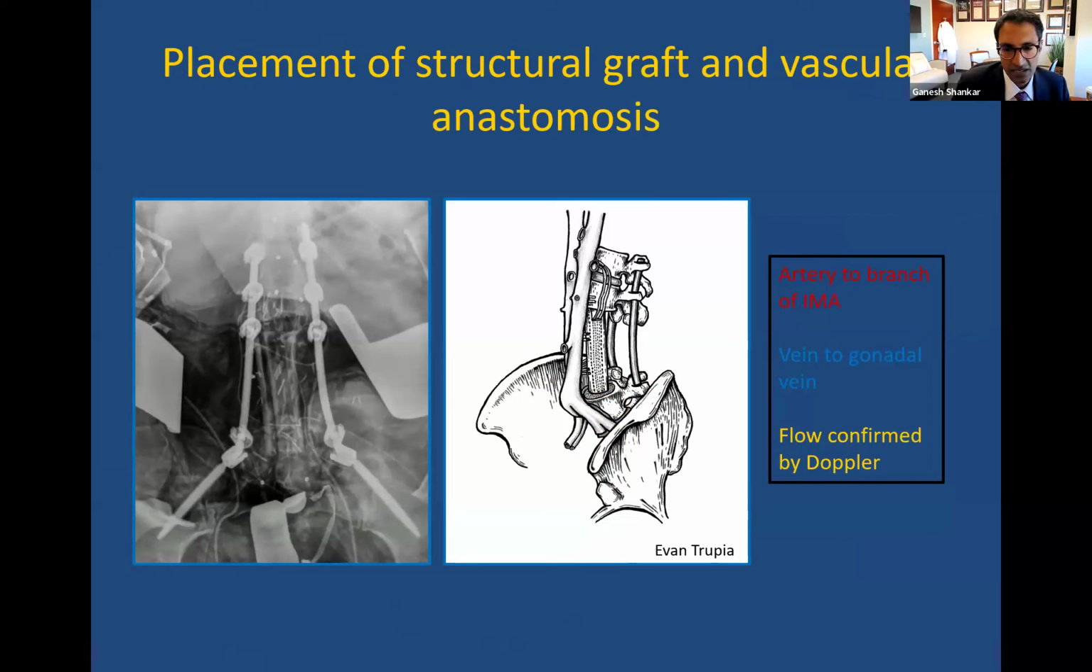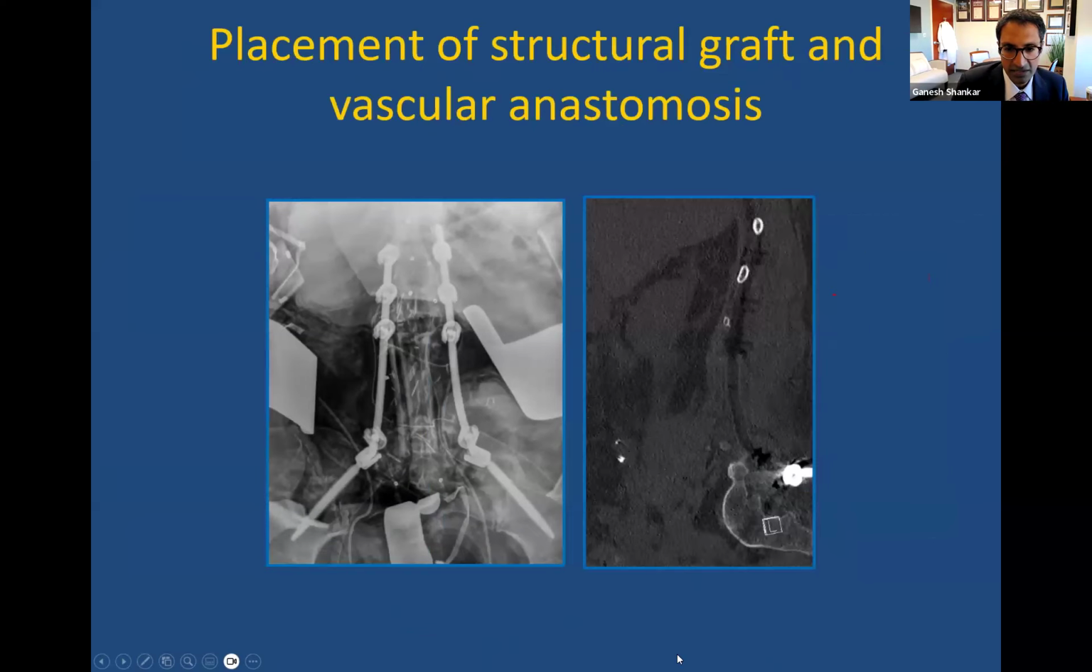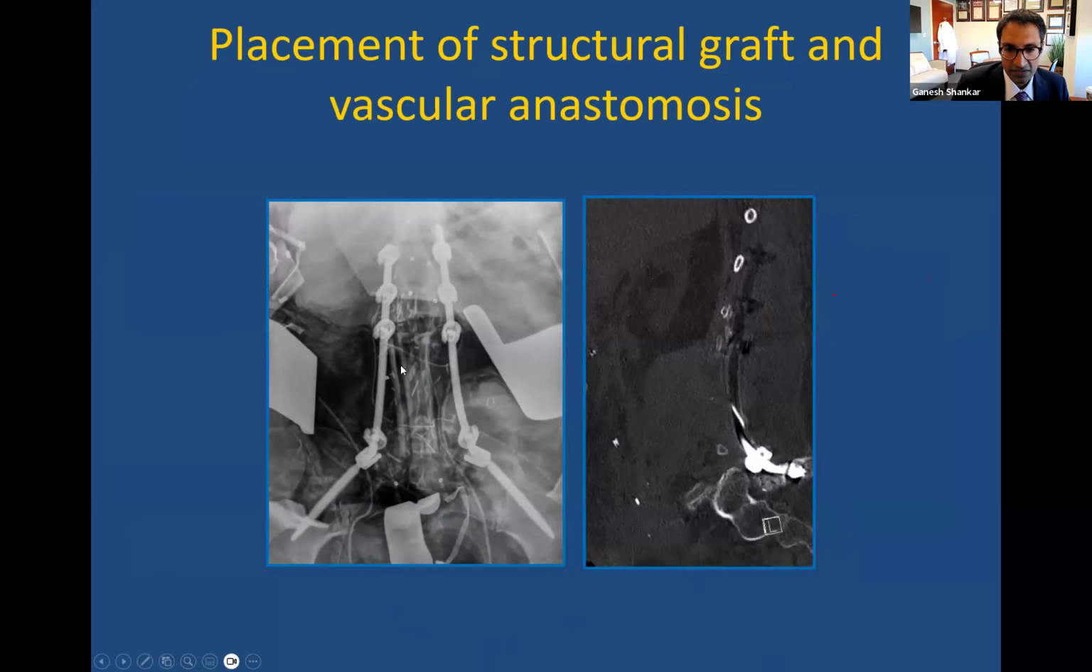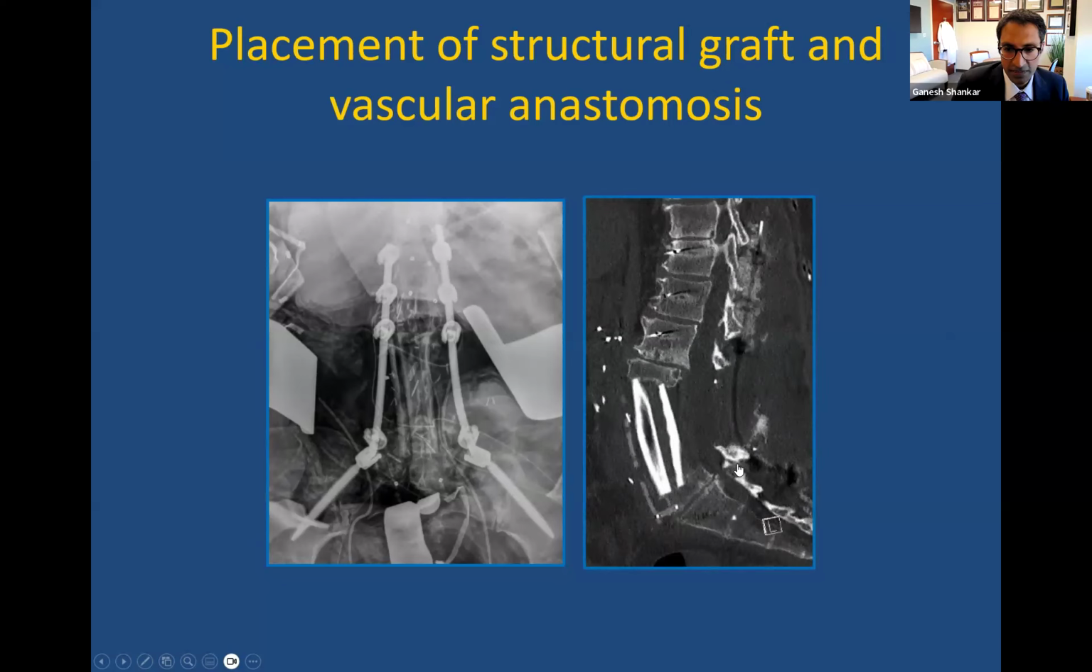In this case, the artery was anastomosed to a branch of the IMA, and the vein to a gonadal vein. And then the flow through these vessels is confirmed by Doppler. And here's a schematic of what that construct ultimately looks like. And intraoperatively, this is the placement of the construct.